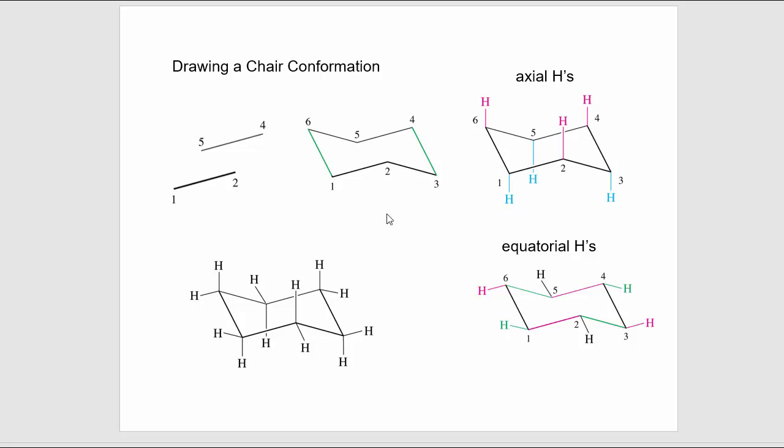The whole point is, if you're drawing a chair conformation, make sure you use parallel lines for everything that you draw, and the axial hydrogens will be straight up and down, and the equatorial hydrogens will be parallel to other bonds in the chair. You may not have focused enough attention on this segment in the book, but this really is the right way to draw chairs.